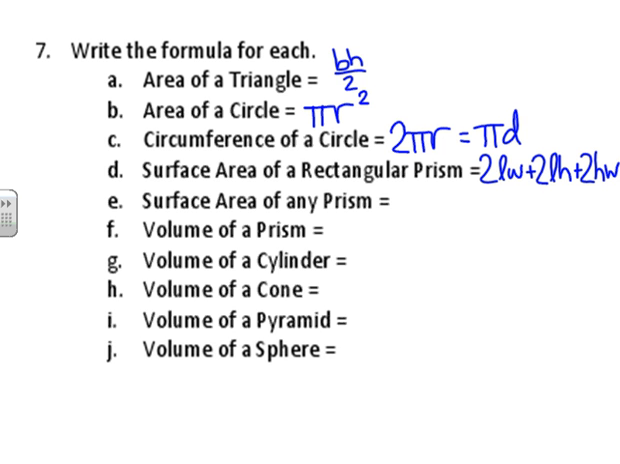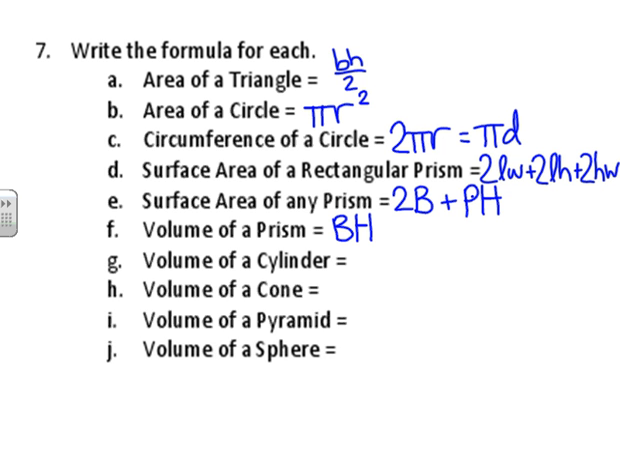Surface area of any prism, this is where we find the area of each base. So we do 2 times the area of each base. And then to find the long rectangle that you get when you unfold the net, you do the perimeter of the base multiplied by the height of the prism. Okay, part F, volume of any prism is the area of the base multiplied by the height of the prism.